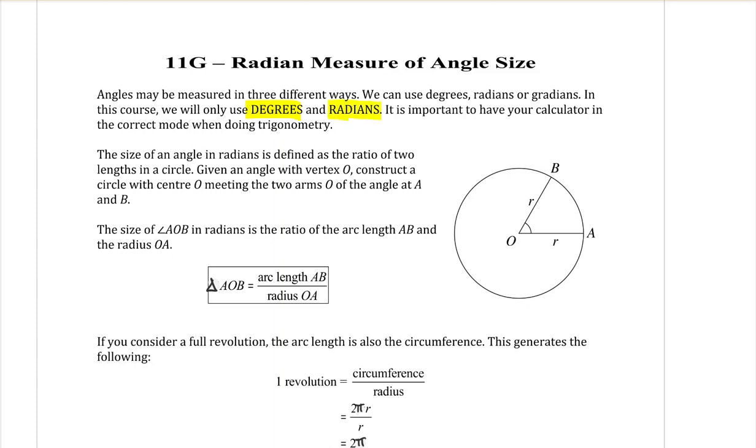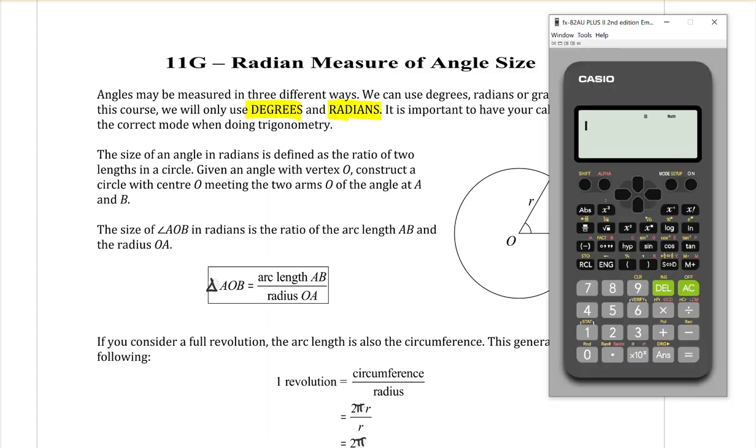It is important to have your calculator in the correct mode when using trigonometry, because sometimes you're going to be doing calculations in degrees and sometimes they're going to be in radians. So on your calculator, let's have a quick look. If you have a look at the very top of your screen, you will hopefully see that there is a little D there. That stands for degrees. All the trigonometry you've done in the past uses degrees, so that is perfect.